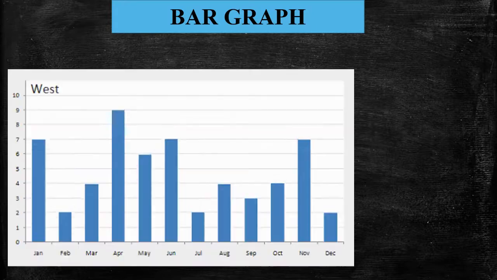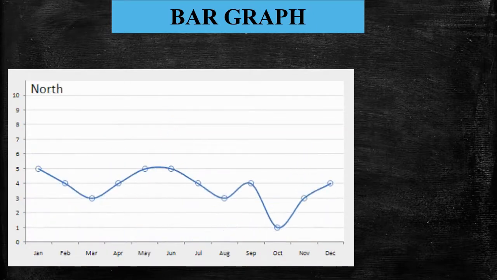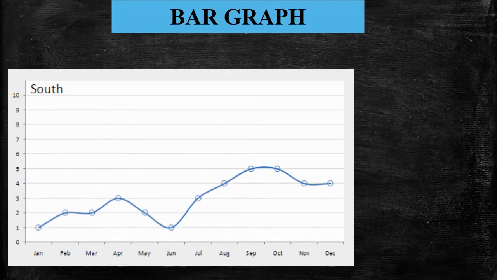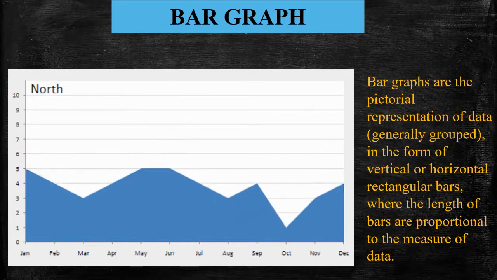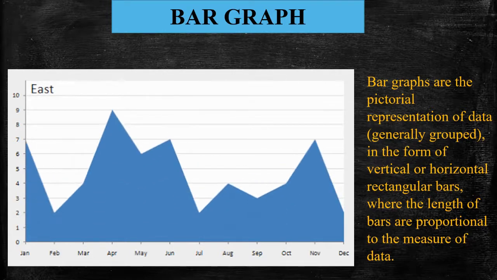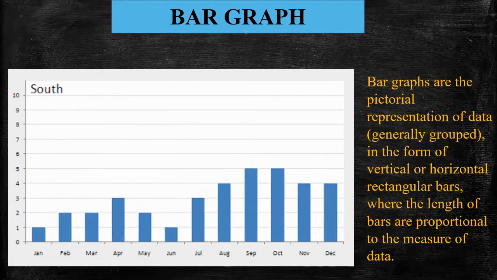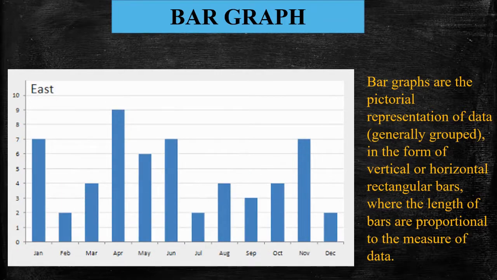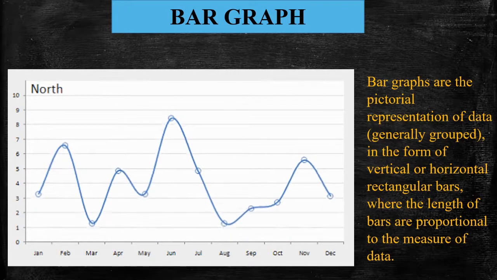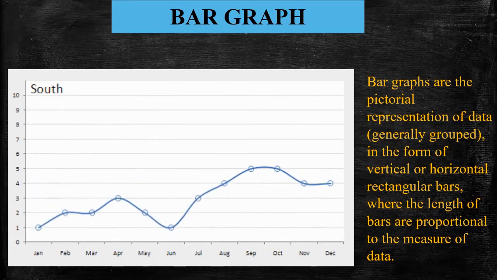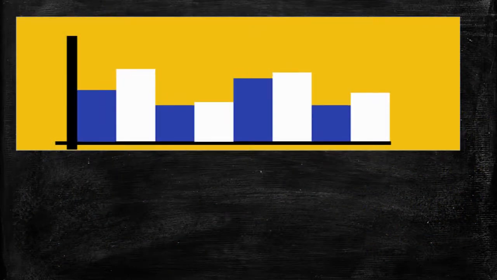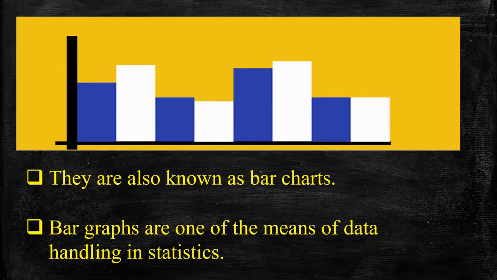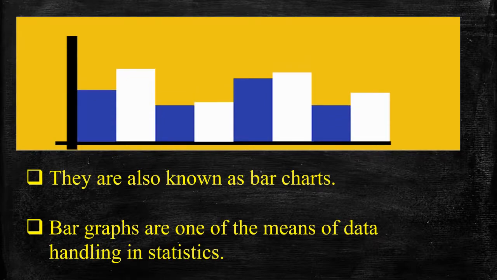Here you can see different types of bar graphs. Bar graphs are the pictorial representation of data generally grouped in the form of vertical or horizontal rectangular bars, where the lengths of the bars are proportional to the measure of data. They are also known as bar charts. Bar graphs are one of the means of data handling in statistics.